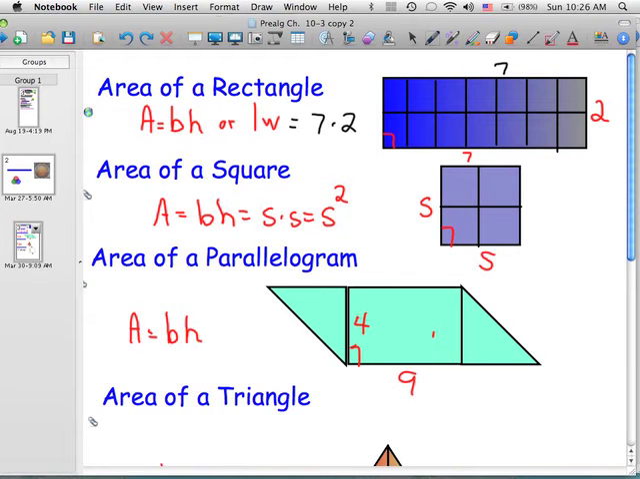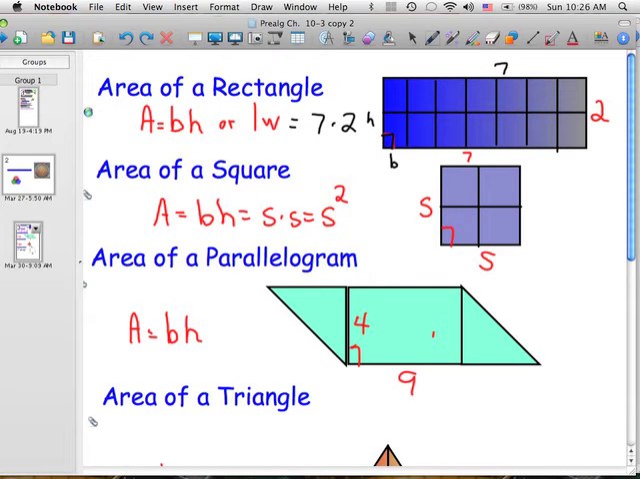This 7 can be considered the length. It could also be considered the base, and 2 is the width or the height. And we get those words base and height from the fact that a right angle is formed in a rectangle here. So this would be the base and this would be the height.